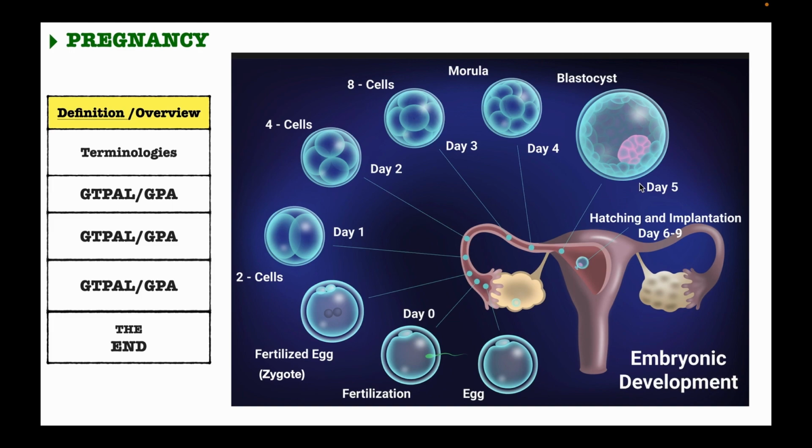The blastocyst then burrows into the uterine lining, as you can find over here, and that is what we call implantation. And so it is the blastocyst which implants between day 6 and day 9. So this is a simple overview of how the zygote transitions.